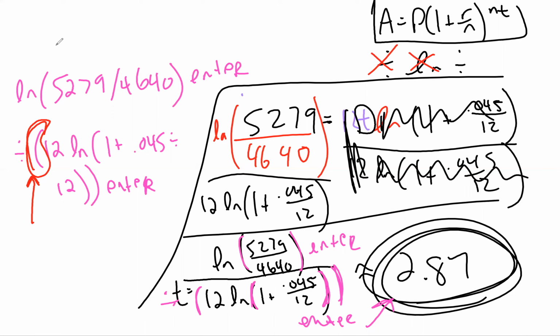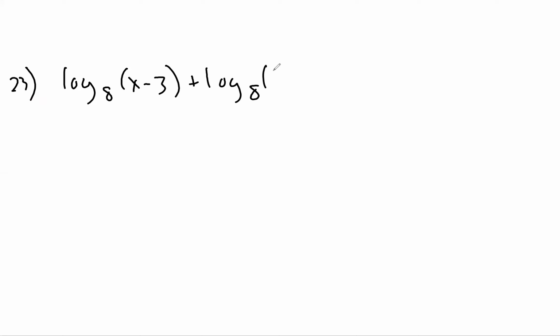Okay. All right, so then everyone seemingly got that one. So then let's take a look at 23. Okay, so we're almost done. On number 23, this is another equation that has logs. We have log base 8 of x minus 3 plus log base 8 of x plus 6 equals log base 8 of 7x plus 3.